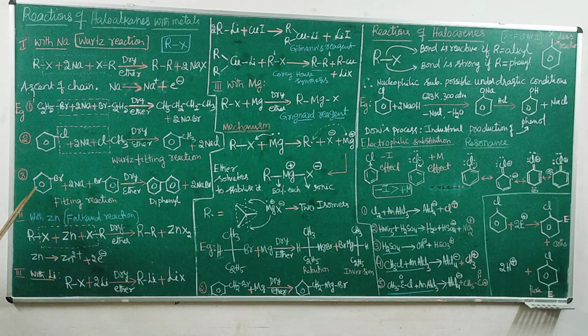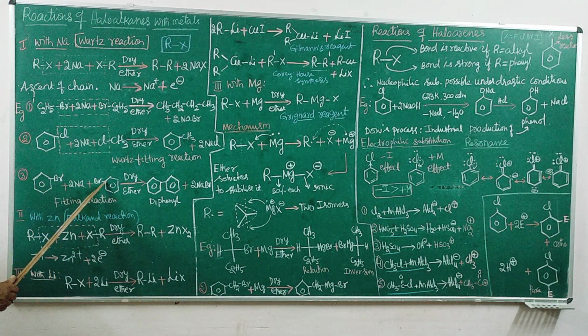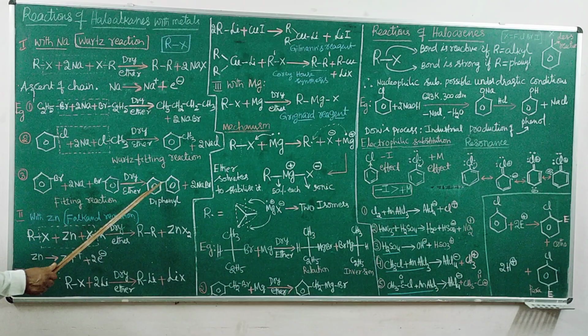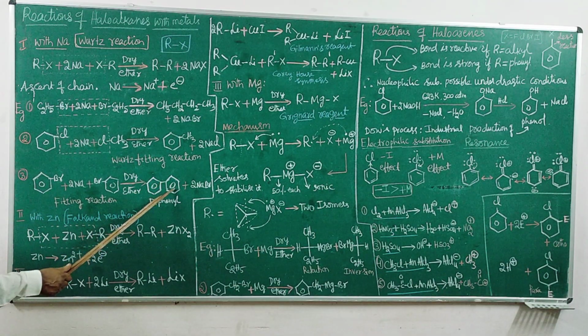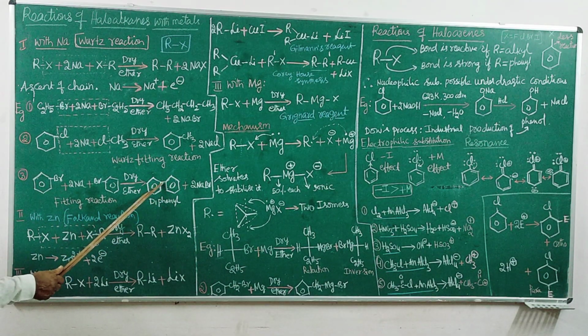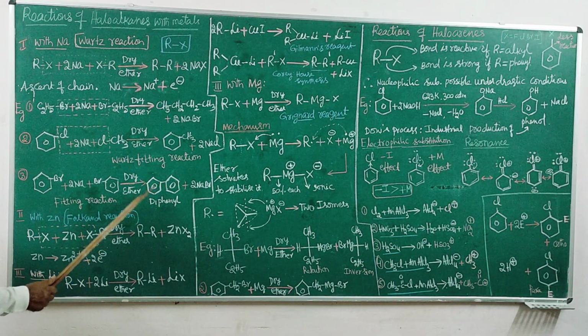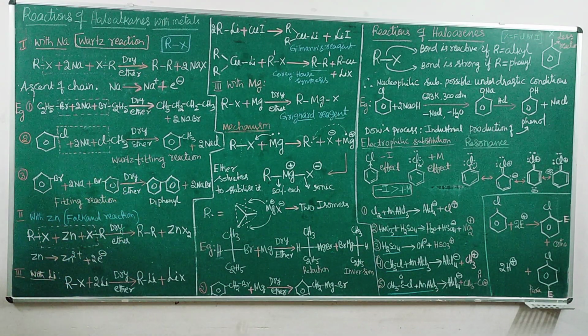If both R groups are aromatic, benzene, bromobenzene, benzene, bromobenzene, similar reaction, NaBr formation, resulting in a new chemical bond between the carbon of this and the carbon of this. It is called diphenyl. Two benzenes are connected by a chemical bond, a sigma bond between these carbons. Diphenyl or biphenyl. Dry ether is the medium. This reaction is called the Fittig reaction.